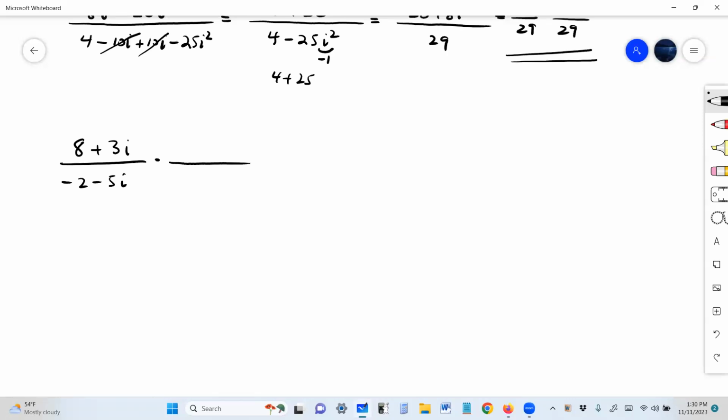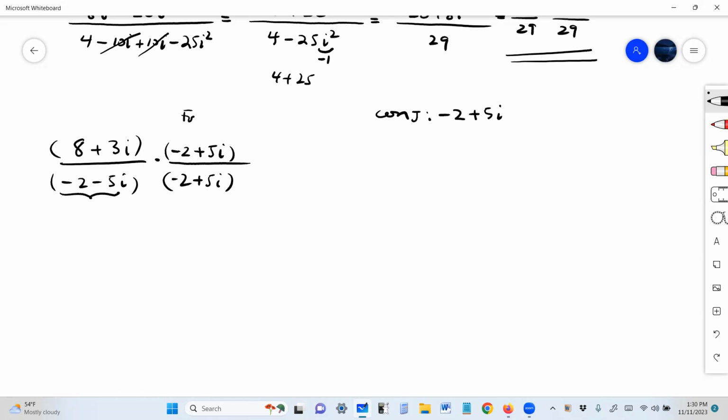Okay. Again, I see two terms here. So I need to multiply by the conjugate. The conjugate is always the conjugate of the denominator. So the conjugate would be minus 2 plus 5i. Okay. It's always the opposite sign of the I factor. So if it's minus 5, it would be plus 5. If it was plus 5 here, it would be minus 5i there. So minus 2 plus 5i, parentheses, parentheses, minus 2 plus 5i, parentheses here, parentheses all over.